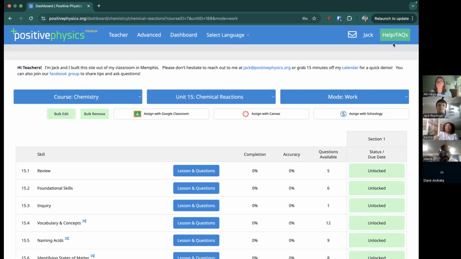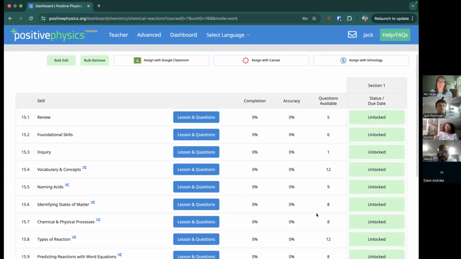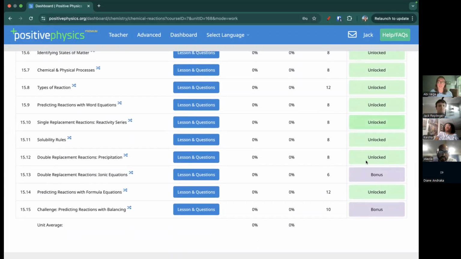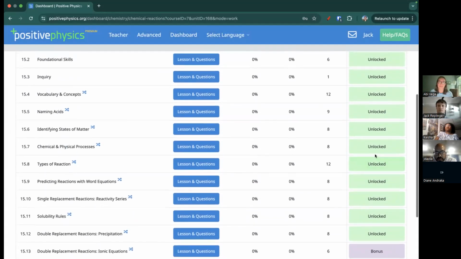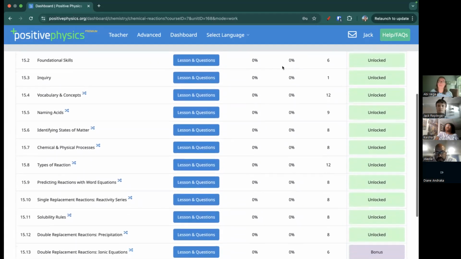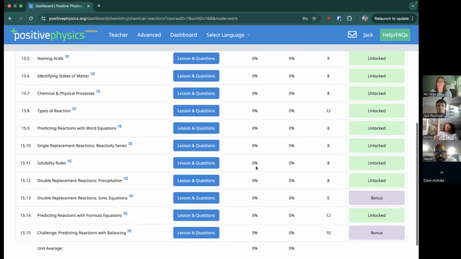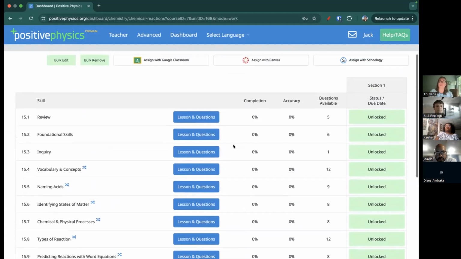Okay. And one other thing I'll mention is that depending on what level class you're teaching, you can choose to remove a whole skill. If you have a lower level class and you don't want to get through to these questions, you can make them bonus or you can remove them by clicking here. Typically for an AP level class, you might be going all the way down to the more challenging ones. But for a lower level class, you could end up just using the first half of the skills or picking whichever ones you want to do.